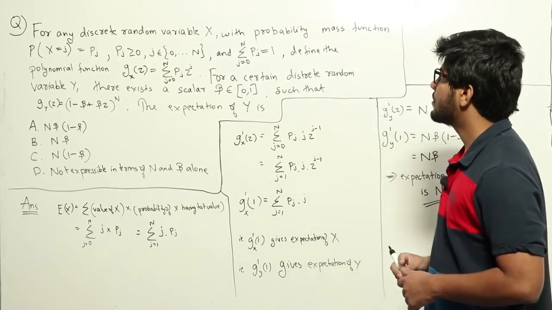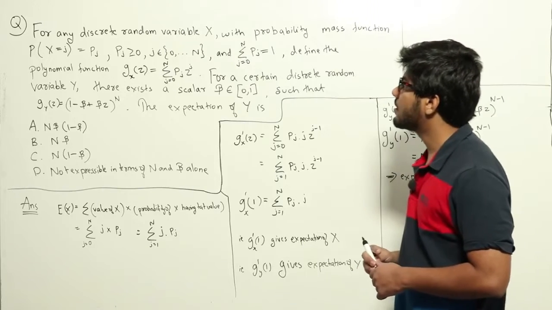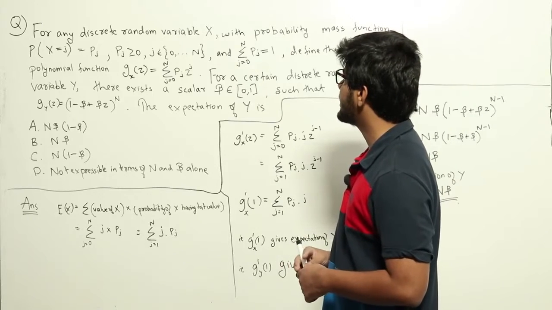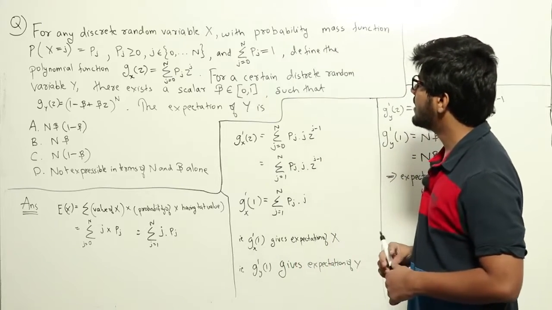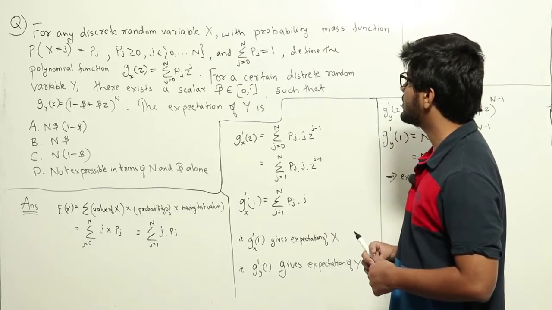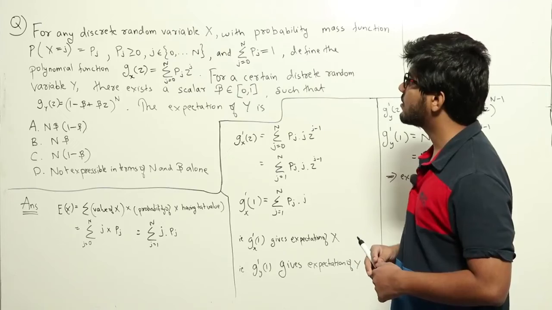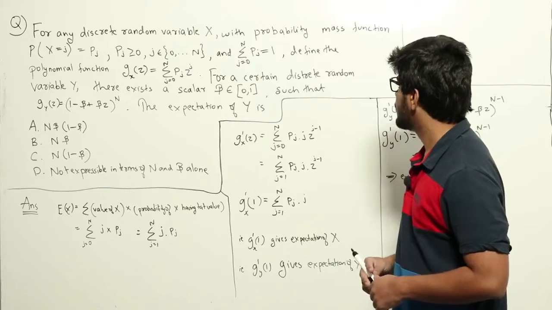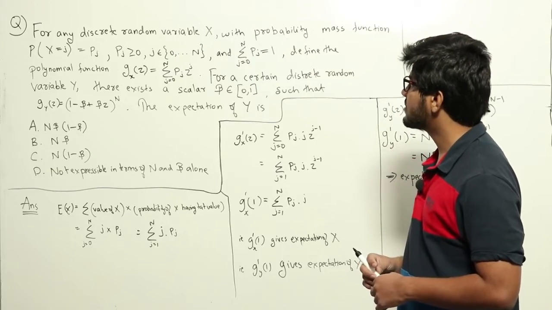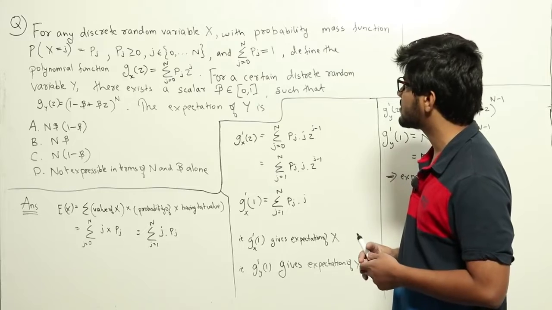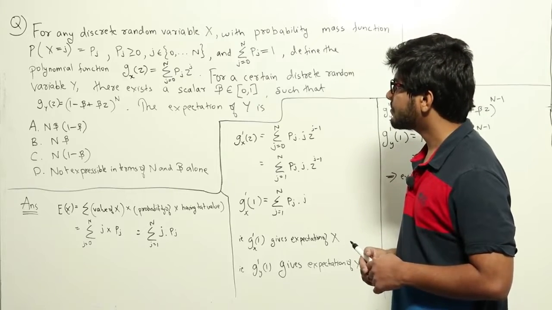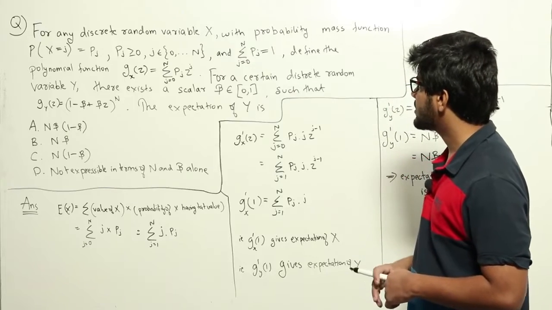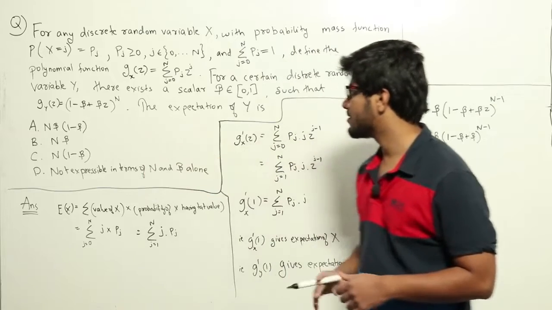For any discrete random variable x with probability mass function P(x = j) = p_j, where p_j is greater than or equal to 0, j belongs to 0 to n, and the sum over j = 0 to n of p_j equals 1, define the polynomial function G_x(z) = sum over j = 0 to n of p_j z^j. For a certain discrete random variable y, there exists a scalar beta belonging to (0, 1) such that G_y(z) = (1 − beta + beta z)^n. The expectation of y is, we have been given 4 options.